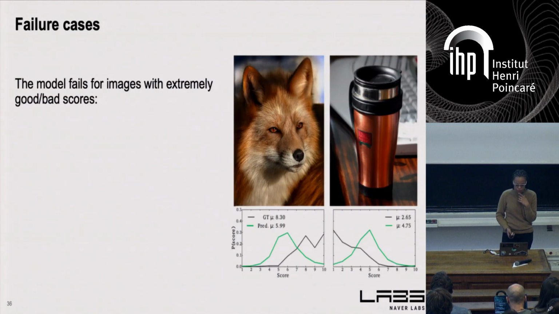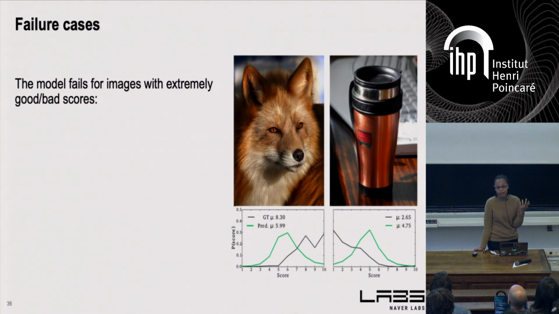So where does it not do so well? As you would imagine, it tends to fail for images that are really on the extremes of the rating scale. So when you have ground truth distributions that are quite skewed, the predictions don't do as well, right? Because the predictions have a bias towards less skewed data, which makes sense because the data set itself has a bias towards this type of data.